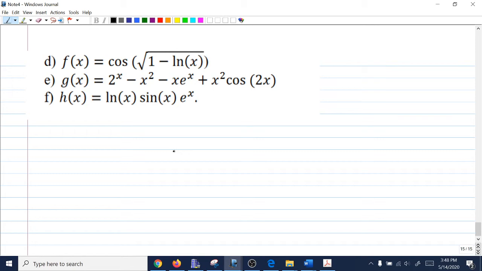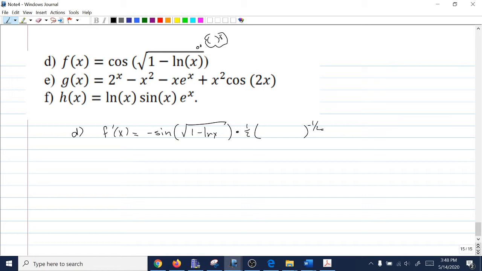D, derivative of this. This is cosine of something. Derivative of cosine of something is negative sine of something. Negative sine of what? Of leave the inside alone. Times now the derivative of the inside. That inside is all stuff to the 1/2. The derivative of that will be 1/2 stuff to the negative 1/2.